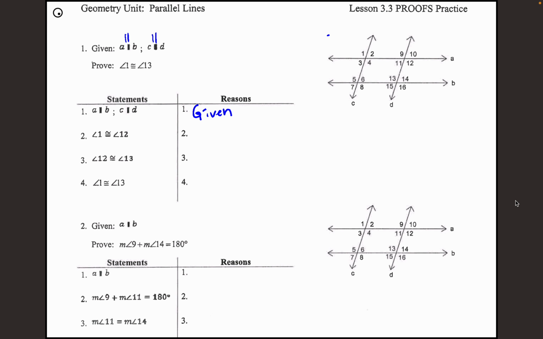Okay, we have given. Now when I look at the next one, I need to pay attention to where these angles are. So it says angle 1 is congruent to angle 12. So it's this angle right here and this angle right here. What kind of angles are those? They're alternate exterior, so that's my reason. It's technically alternate exterior theorem, but you can just put because they're alternate exterior angles. So you don't have to worry about the theorem part. I just know that they are alternate exterior angles.